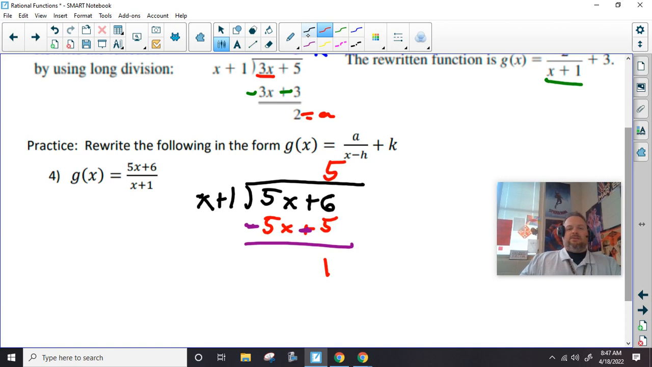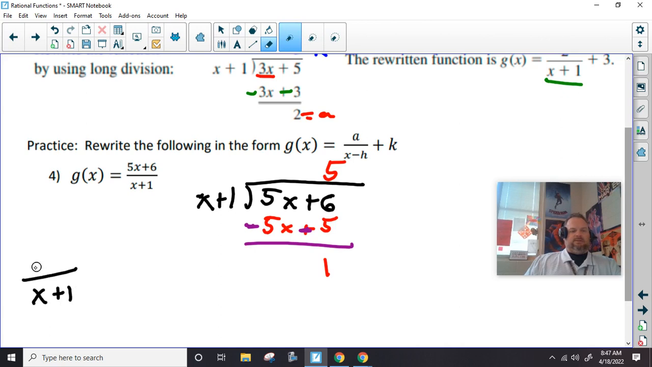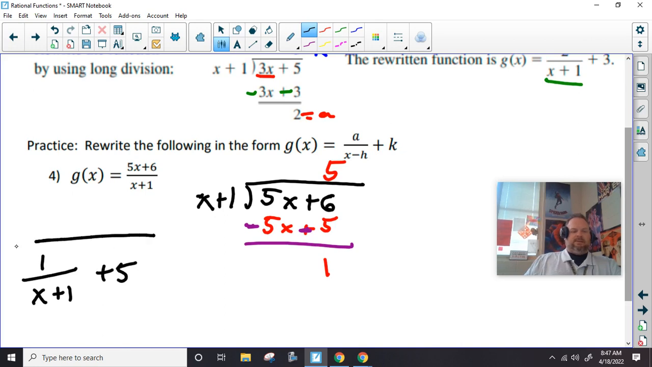All right. So when we write this now, this will be 5 over x plus, wait, nope, sorry, not 5, sorry. 1 over x plus 1 plus 5. That's it.